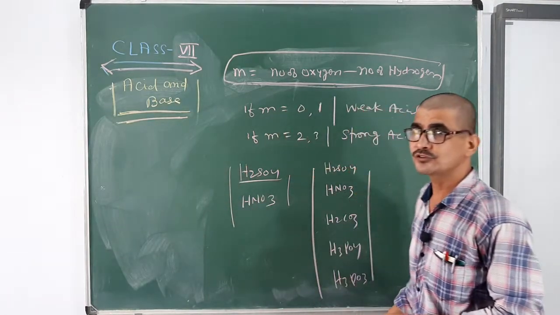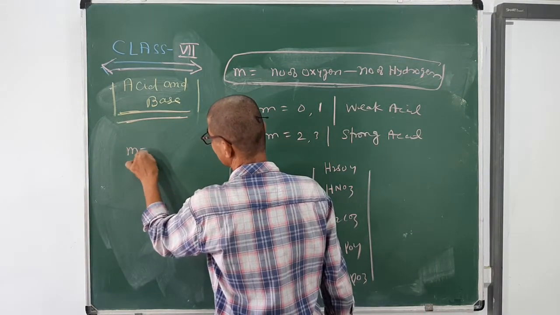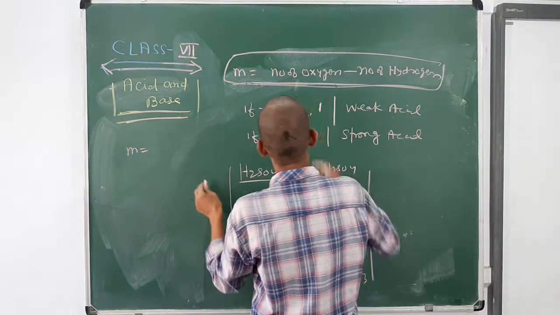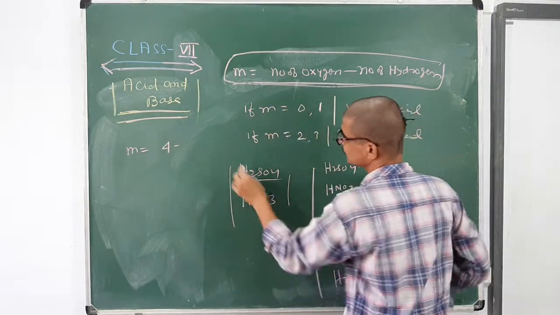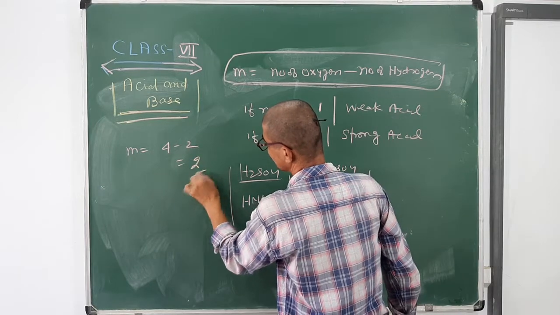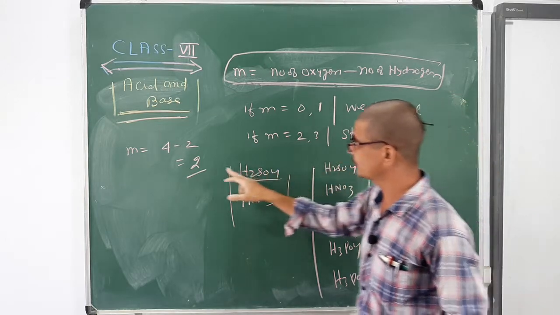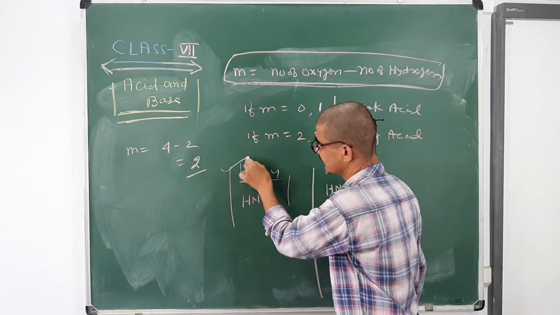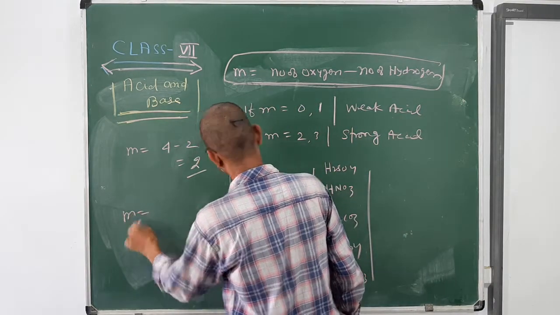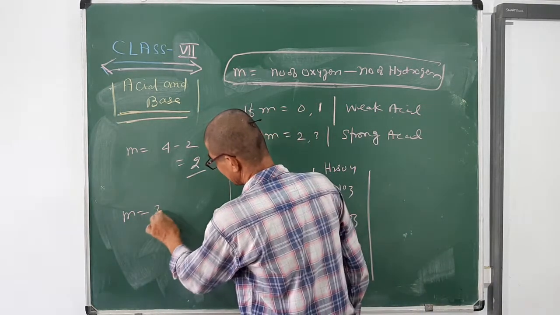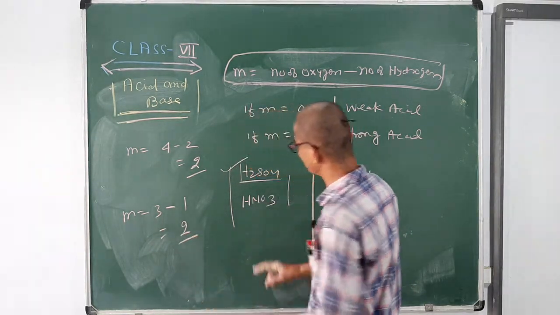Now I am just going to check with the help of this formula. It is a strong acid because just calculate the value of M. The number of oxygen is 4 here, so 4 minus, and the number of hydrogen is 2. So 4 minus 2 equals 2. So if the value is either 2 or 3, they are strong acids. We are getting the value 2, so it is called a strong acid. Now, in case of nitric acid, M equals what? The number of oxygen is 3 minus the number of hydrogen is 1. So 3 minus 1 equals 2. So it is also called a strong acid.